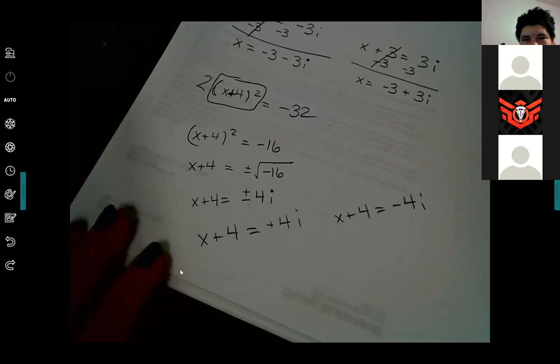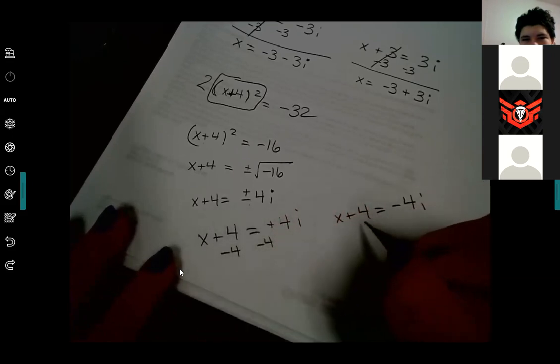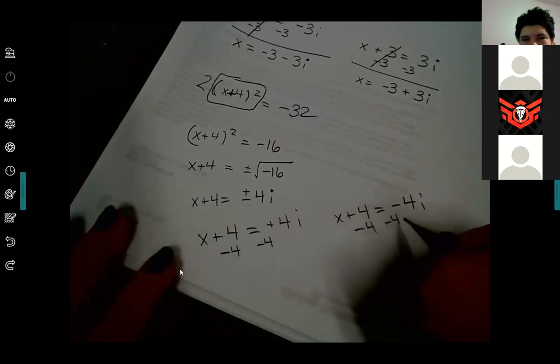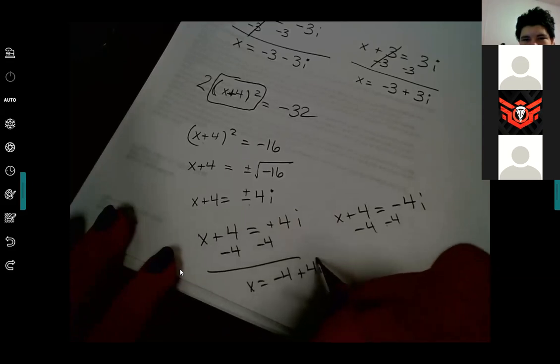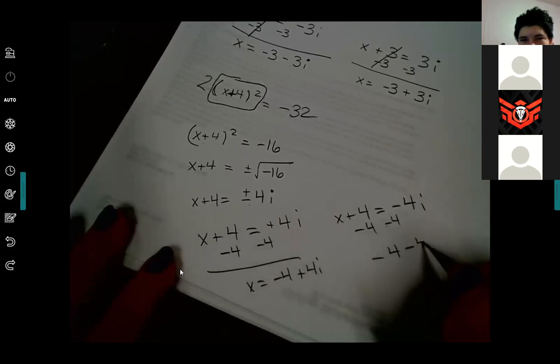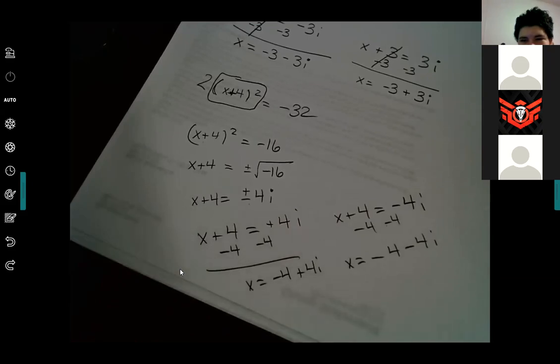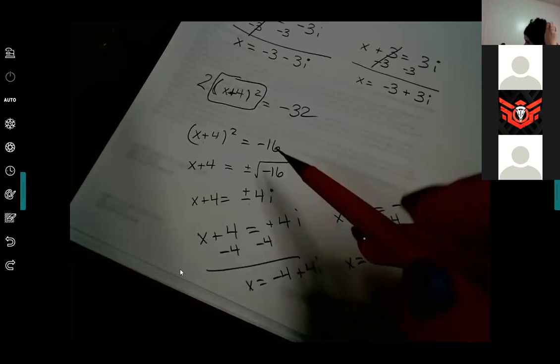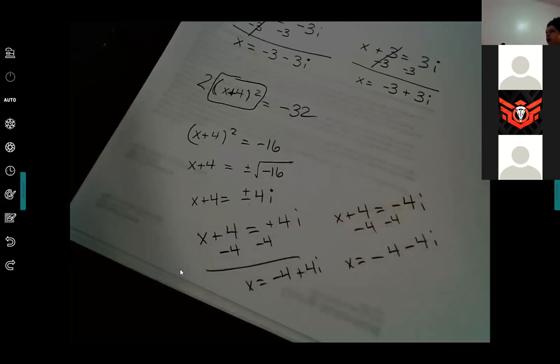I know what I did wrong. And then subtract 4, and it goes in front of the imaginary part. So negative 4 plus 4i, negative 4 minus 4i. I changed the sign of the wrong thing. That's what I was trying to get you to see. It's the thing over here, it's the number that's a plus or minus.